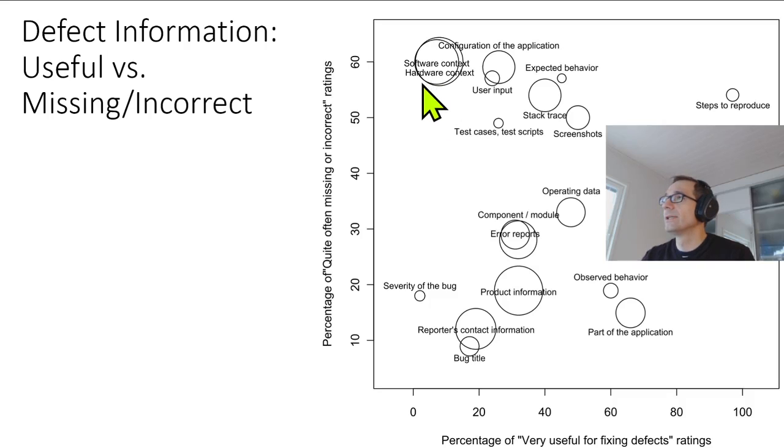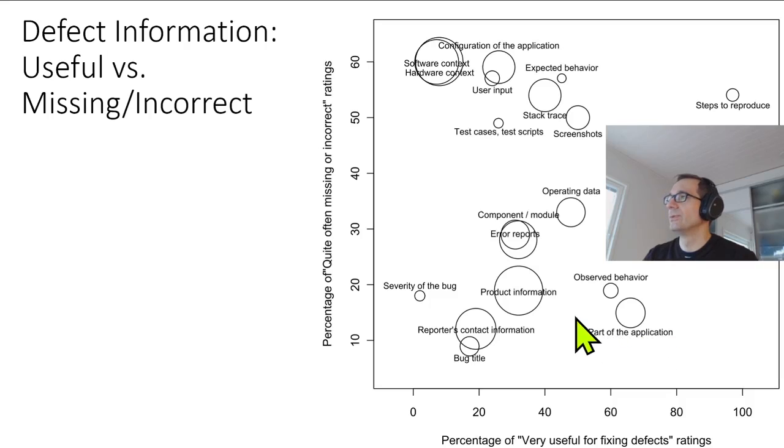If we look in here, we can see stuff that is often incorrect or missing, hardware and software context. This is quite high, these bubbles here, but it's not considered very useful for fixing a defect, so it's not really a problem. On the other hand, we can see that screenshots are considered quite useful, and are also missing or incorrect quite often. The same with stack traces. Very useful rating is high, but also often missing. Same for expected behavior.